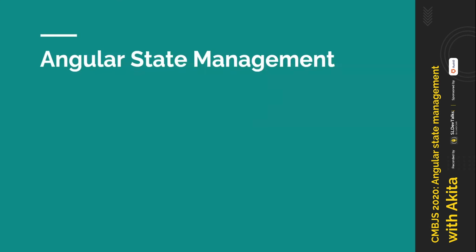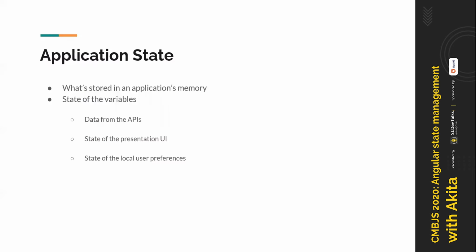Before talking about Angular state management, let's see what an application state is. You can simply say that all the state variables, or the application's memory, is the application state. It can be data from the APIs or the state of the presentation UI. Our UIs might have filters and we'll need to store the current filter status, or it can be local user preferences, like whether the user is using dark mode or light mode. All these variables amount to an application state.